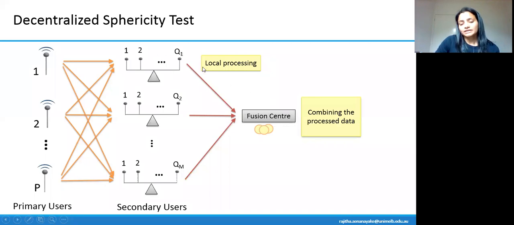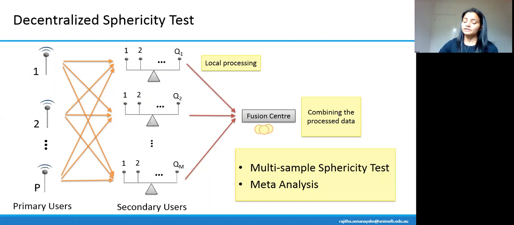So not the raw data, but some processed data is sent up to the fusion center. And at the fusion center, we combine all of these processed data to make a decision about the presence or the absence of the primary users. And in this work, we actually came up with 2 decentralized sphericity test methods. The first one is called the multi-sample sphericity test, and the second one is the meta-analysis based sphericity test. So I will talk a little bit about these 2 next.